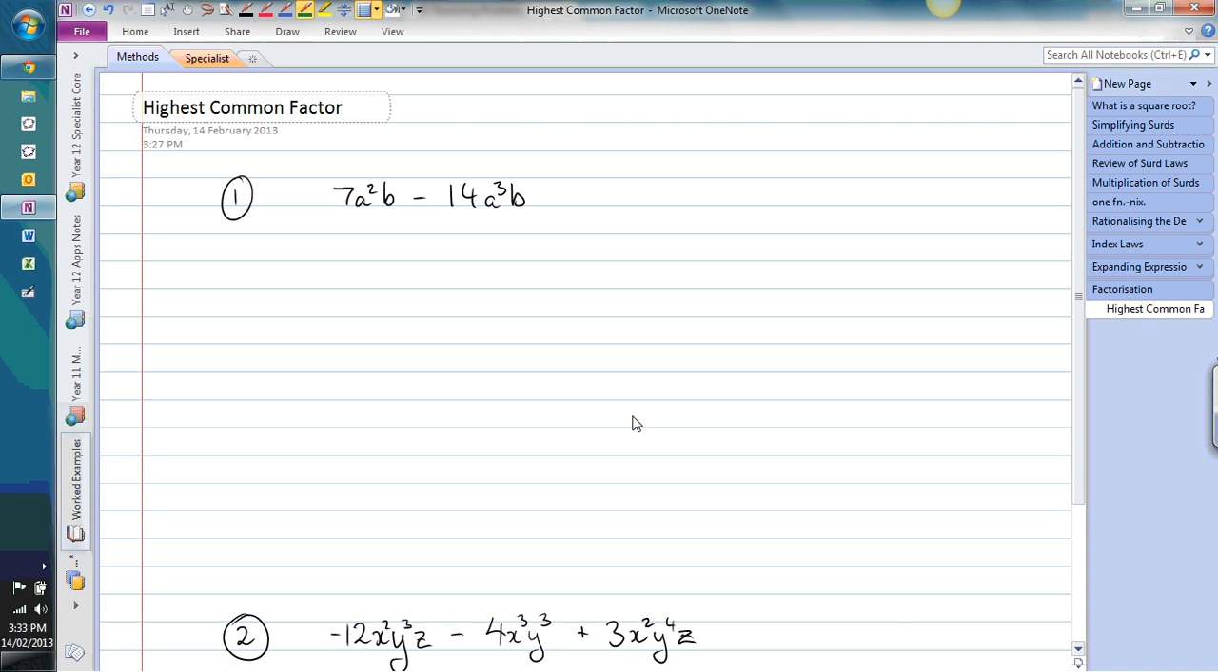Today we're going to look at factorization, and in particular we're going to look at 4 different methods for factorizing expressions. If you remember, when we say factorization, we mean just the opposite of expansion.